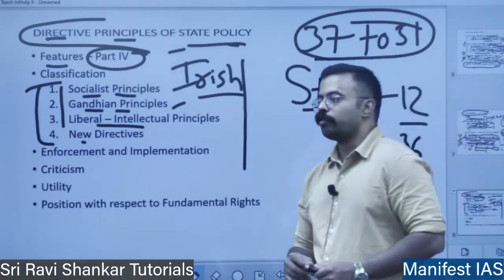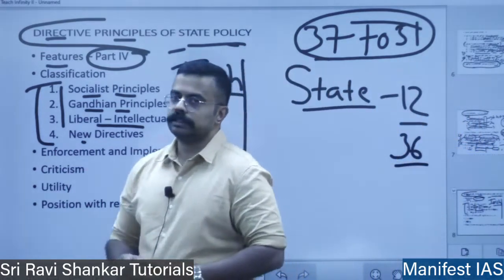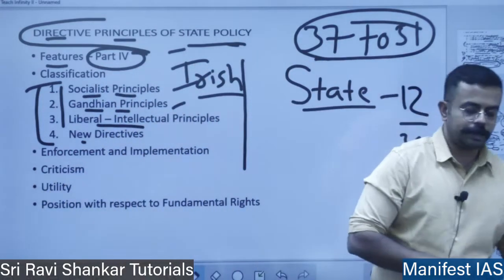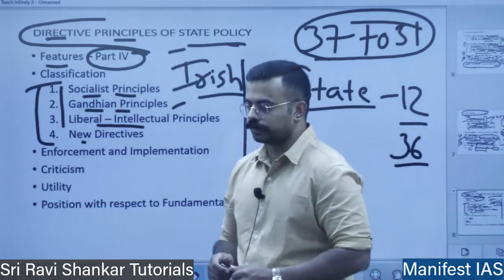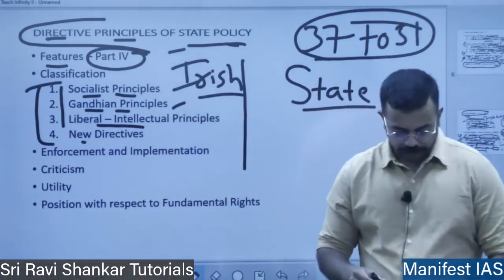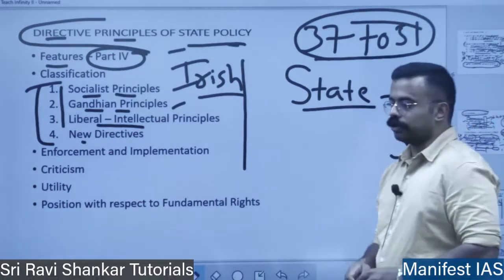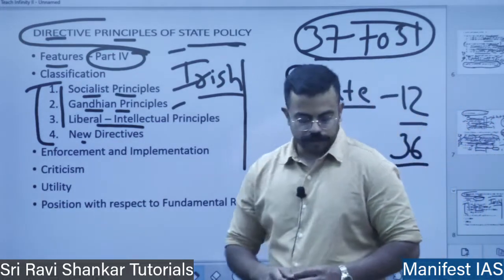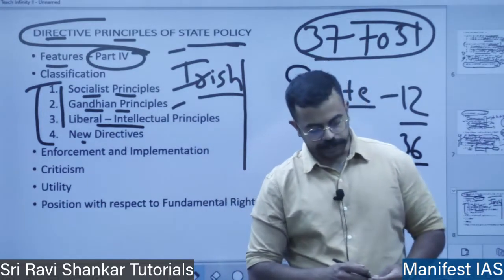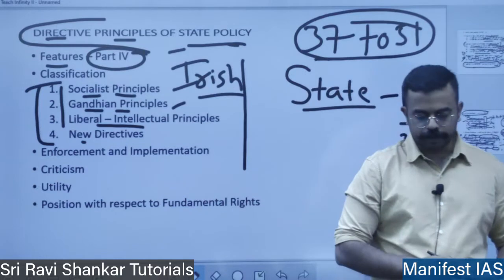Next is Article 46. What is 46? 46 speaks about protection of deprived sections of the society, that is scheduled castes, scheduled tribes and other sections. So you have to promote the educational and economic interests of SCs, STs and other deprived sections under Article 46.